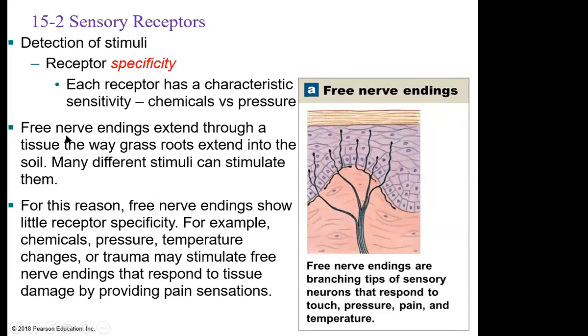Free nerve endings will extend, like you can see in the picture here, just kind of like grass roots extend in the soil. Therefore, they have many different stimuli that can stimulate them. You kind of saw this as we walked through all of those different things, because you saw, okay, it'll pick up pain and it'll pick up temperature and it'll pick up touch. It does all of these things. So whenever we're talking about free nerve endings, we'll say it has low specificity, okay? Low specificity because it will do so much.